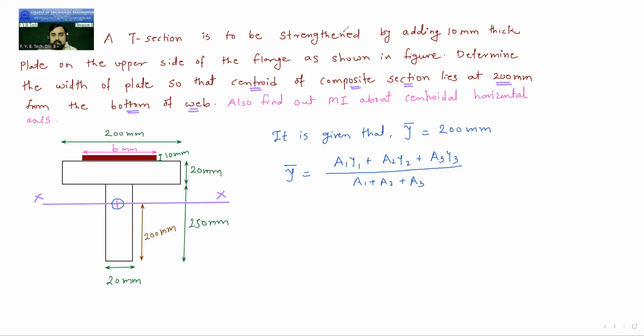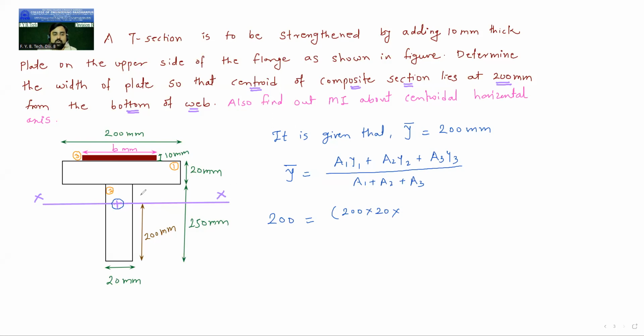So now I will name the areas. Let us say this rectangle is area number 1, this rectangle is area number 2, and this plate is area number 3. So we will write the values. Y bar is given as 200 mm. So I write 200 is equal to A1, the area of the first figure. This is 20, and this horizontal is 200, so it is 200 by 20 into y1.